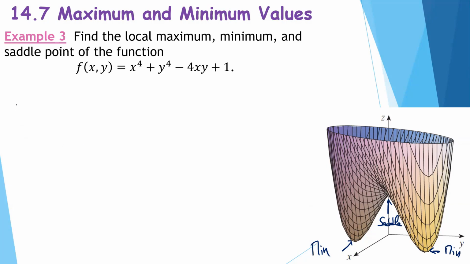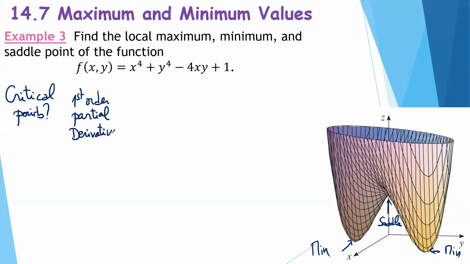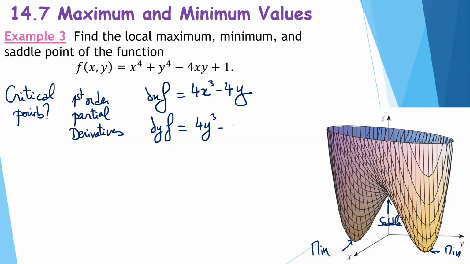So to find the critical points, we find the first order partial derivatives. So dxf. What is dxf? It's 4x cubed minus 4y. Dyf. What is dyf? It's 4y cubed minus 4x. And we want to determine the zeros of these equations.